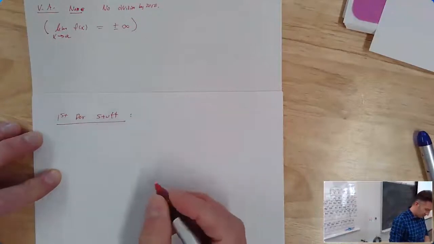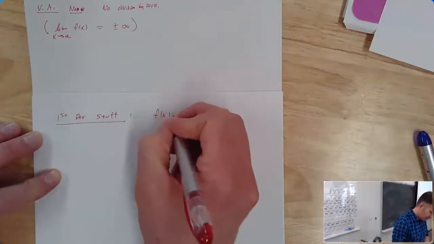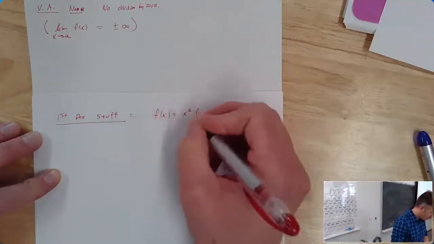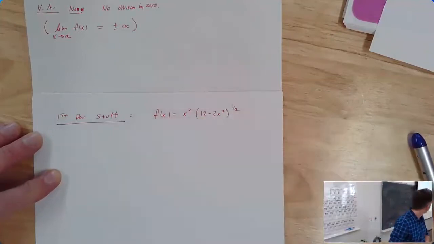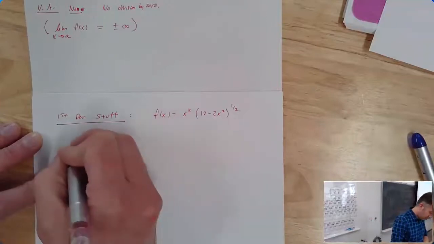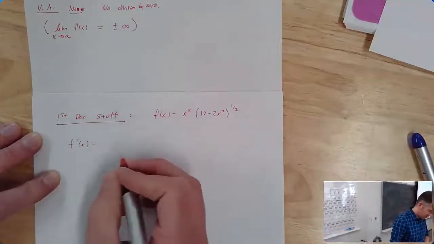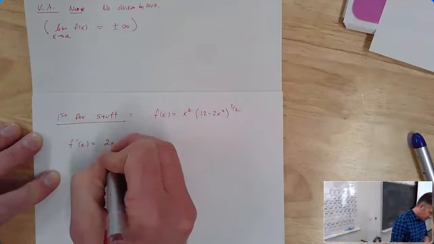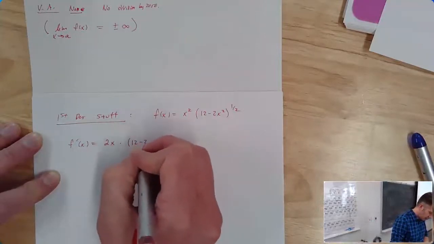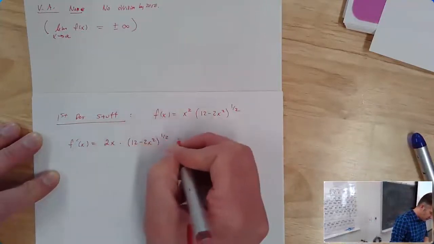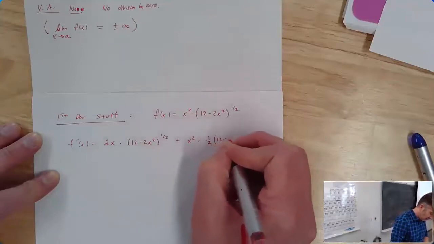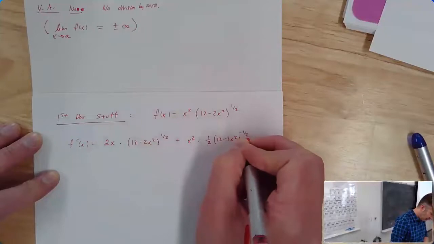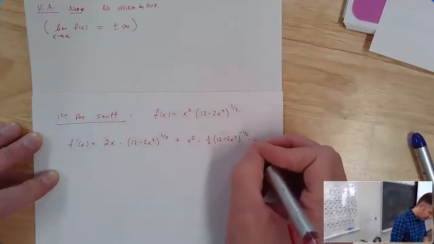So I'm going to take my first derivative. F of x, I'm going to rewrite it as x squared times (12 minus 2x squared) to the 1/2 power. I'm going to take my derivative. It's going to be product rule. 2x times (12 minus 2x squared) to the 1/2 plus x squared times 1/2 times (12 minus 2x squared) to the negative 1/2 times the derivative inside stuff, which is negative 4x.